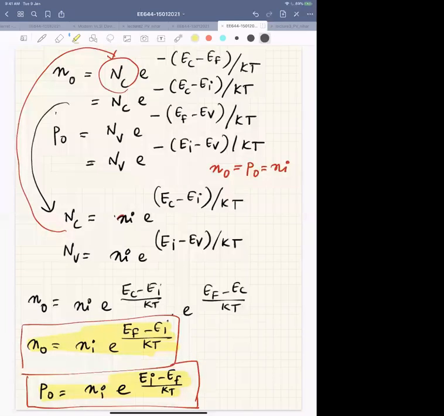These are easier expressions to remember than n0 equal to Nc e to the power minus (Ec minus EF) by kT, because most of the time we know the intrinsic concentration of any semiconductor. We just remember that. Nc and Nv are difficult to remember, so in that way these equations are easier. If you want to find n0 and p0, then it is better to use these last two equations.